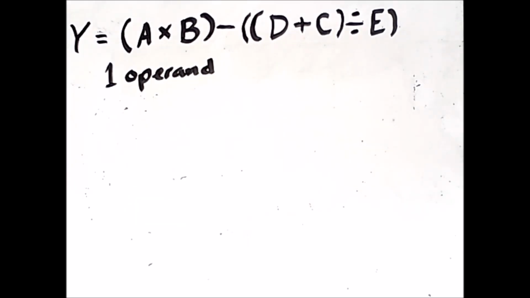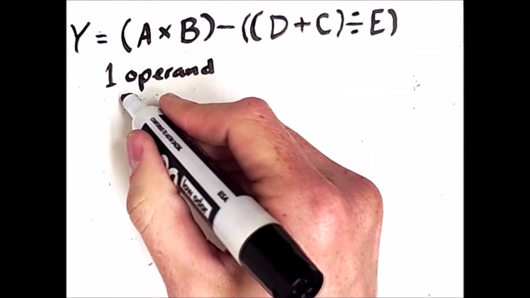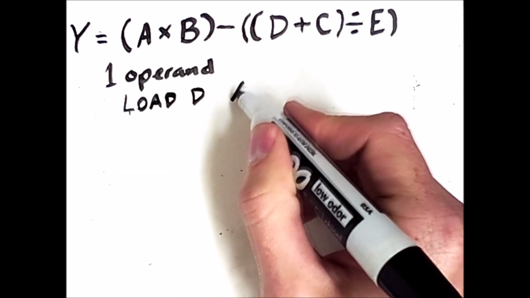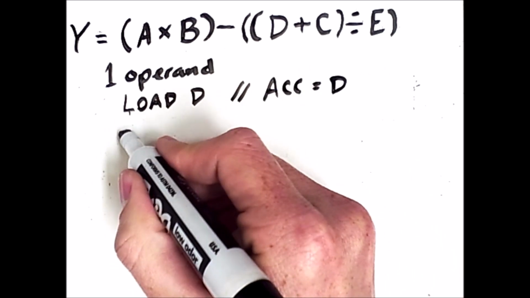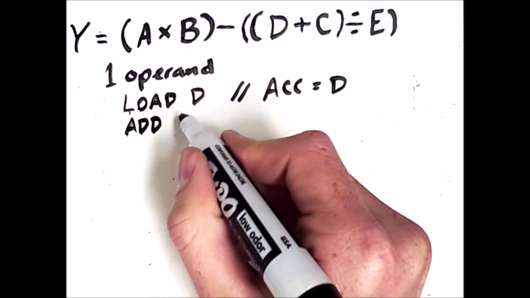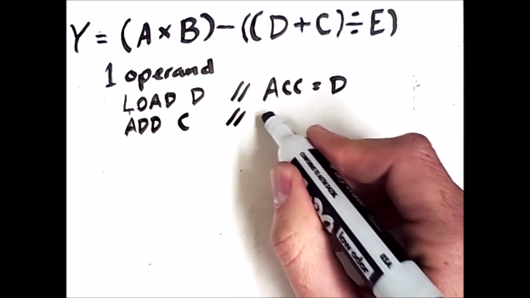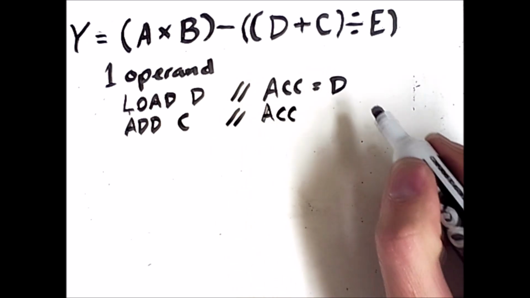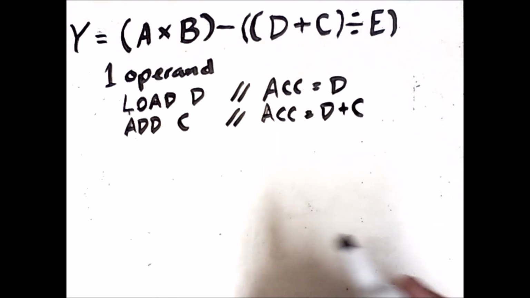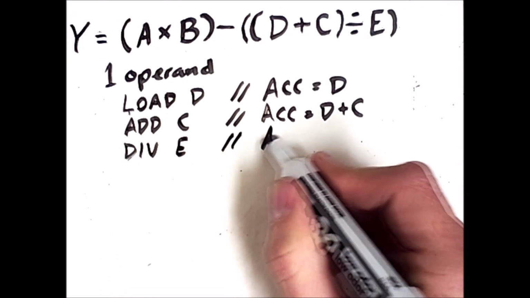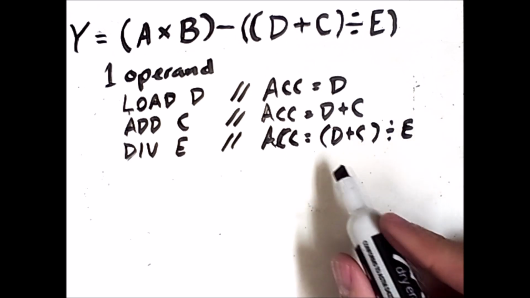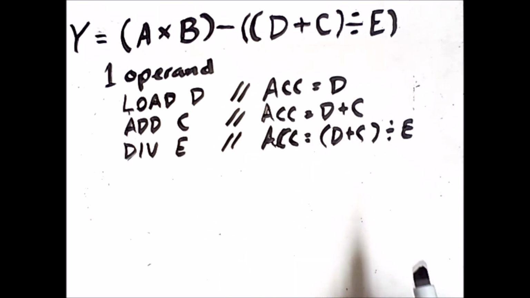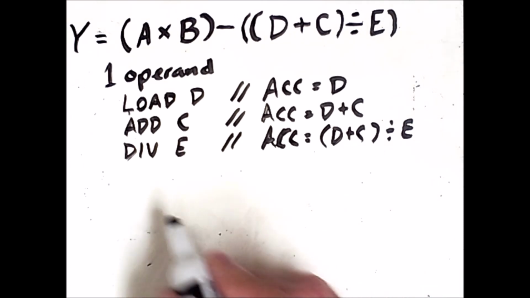So for this program, I'm going to start by loading D. Remember that puts the value D into our accumulator. Next, I will add C so that the accumulator contains D plus C. Now I can divide by E, giving me a value in the accumulator of D plus C divided by E. So this is that portion of the expression, but now we need to save this somewhere temporarily. I will choose to store it in Y.